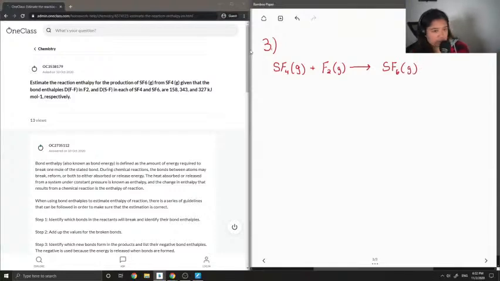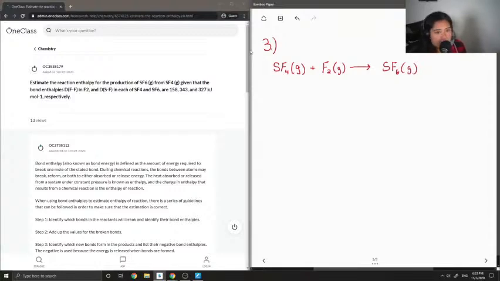And then let's just double check to make sure that everything is balanced, since that is good practice. And you'll see that it is. We have 1 sulfur on the left, 1 on the right, and then 6 fluorines for the reactants and 6 fluorines on the right.